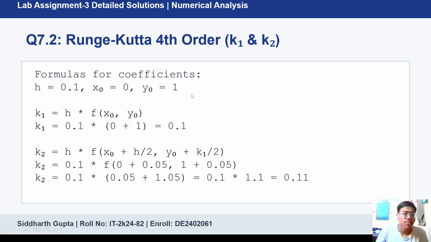What we need to do? The k1 is, what is the formula for k1? That is h into f of x0 comma y0. That is h is 0.1, and x0 plus y0, that is 0 plus 1. So k1 is equal to 0.1.